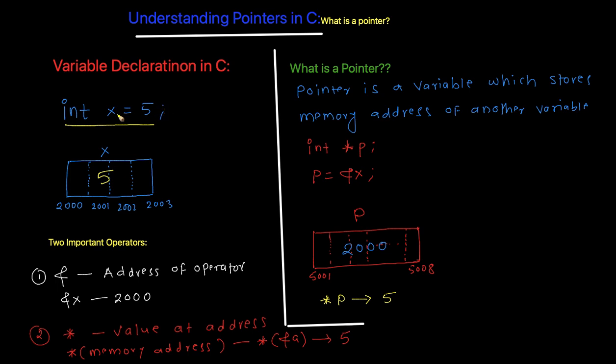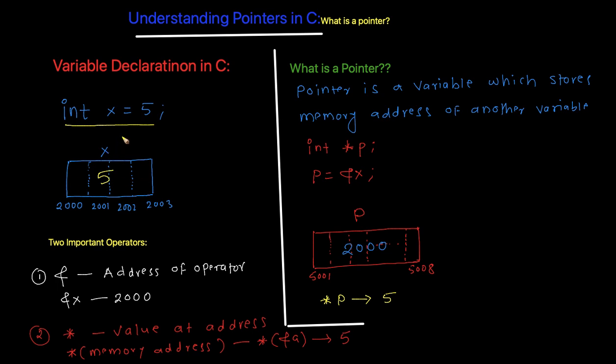First is reserve the memory required to store an integer value, right? How much memory is required to store an integer value in terms of number of bytes? 4 bytes are required, we saw in the last video. So 4 bytes of contiguous memory will be reserved. The second thing is name that memory as x. So these 4 bytes will be named as x.